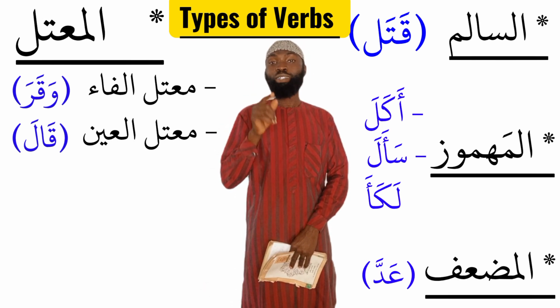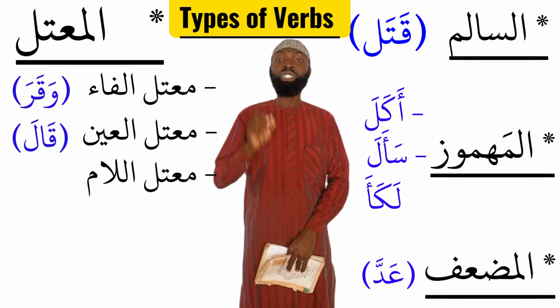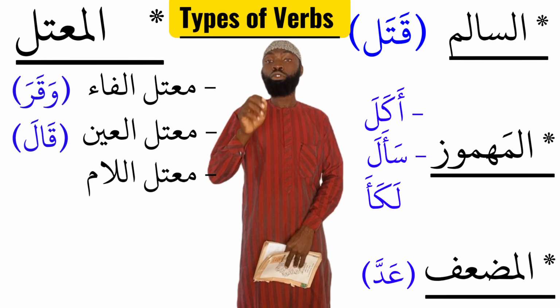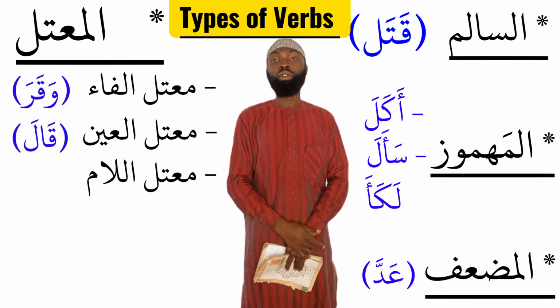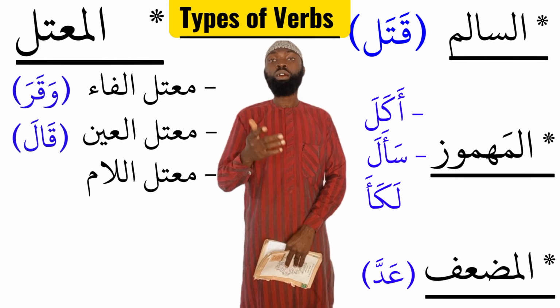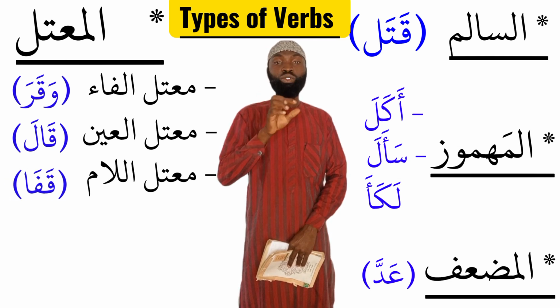The third one is the one which has its third letter as a weak letter, and this is called al-mu'tallul lam, the one which has its last letter as a weak letter. An example of this is the word kofa. You can see this one has a weak letter at the end of it.